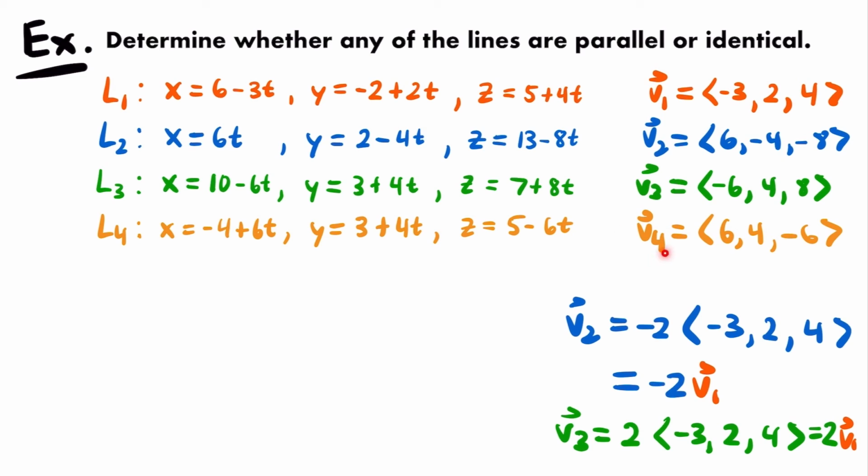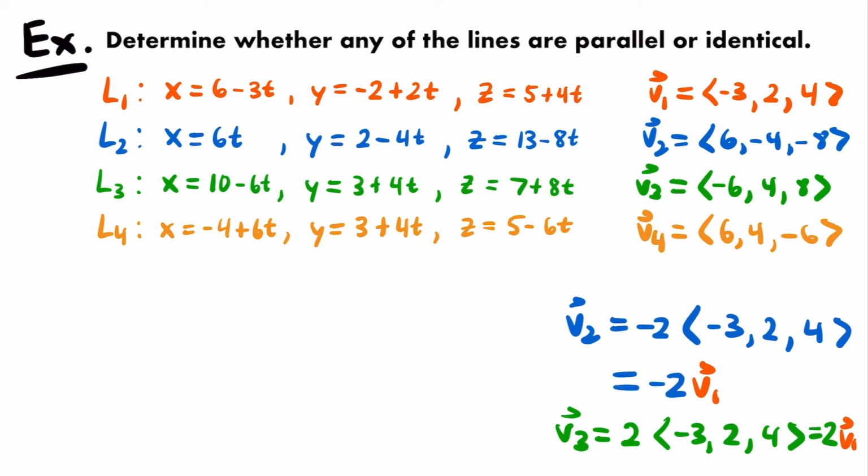Okay, and so because vector v4 is not a scalar multiple of vector v1, it's also not a scalar multiple of vector v2 or vector v3, which means that line 4 is not going to be parallel or identical to any of these other lines. Line 4 is its own line, and it is not parallel or identical to lines 1 through 3. Okay, so we can forget about line 4. We can completely ignore it for the rest of this problem. We don't really care about it because now we just need to determine if any of the lines 1, 2, or 3 are identical. Okay, we know that they're all parallel, but do they represent the same exact line?